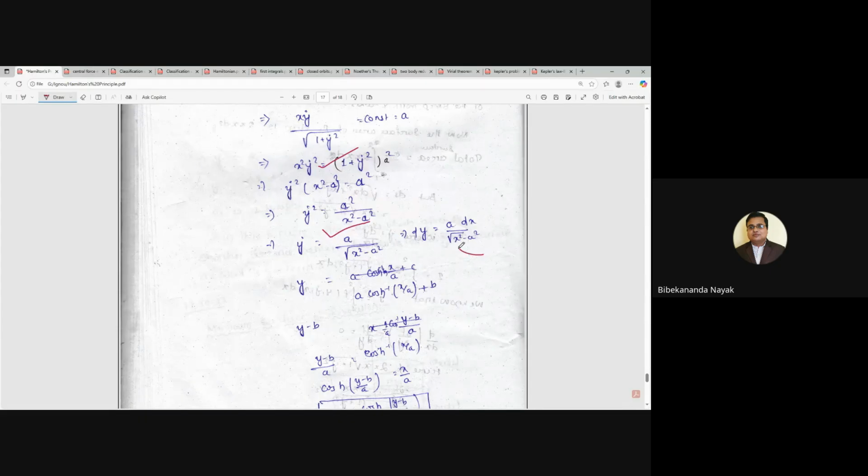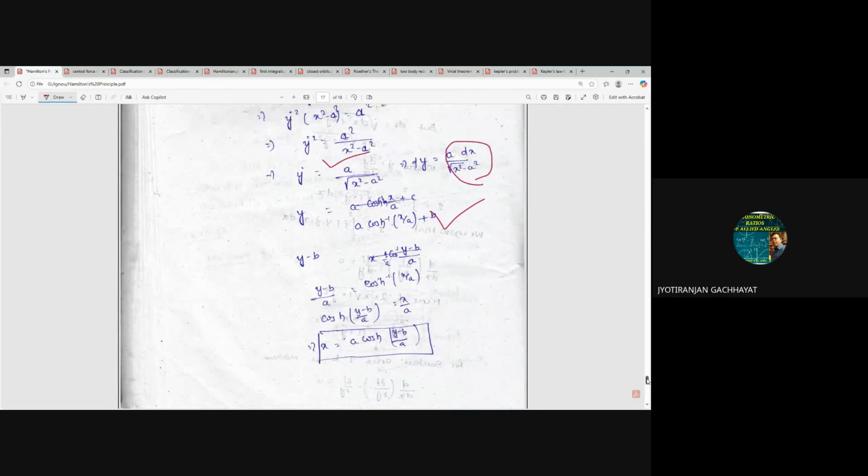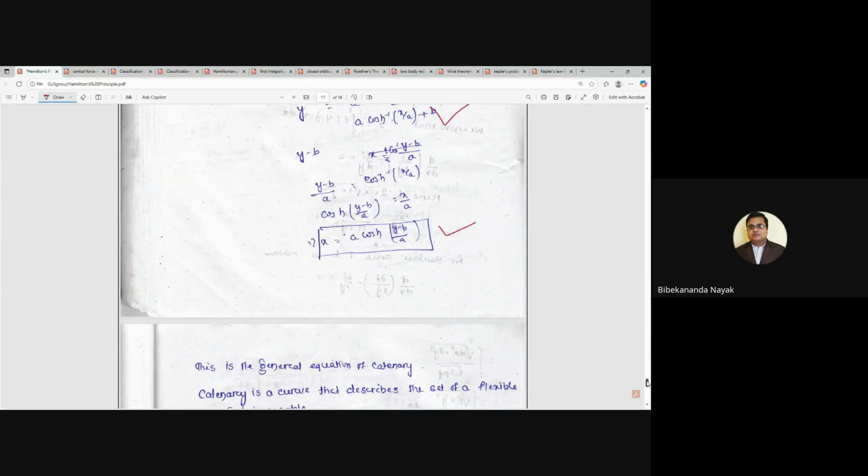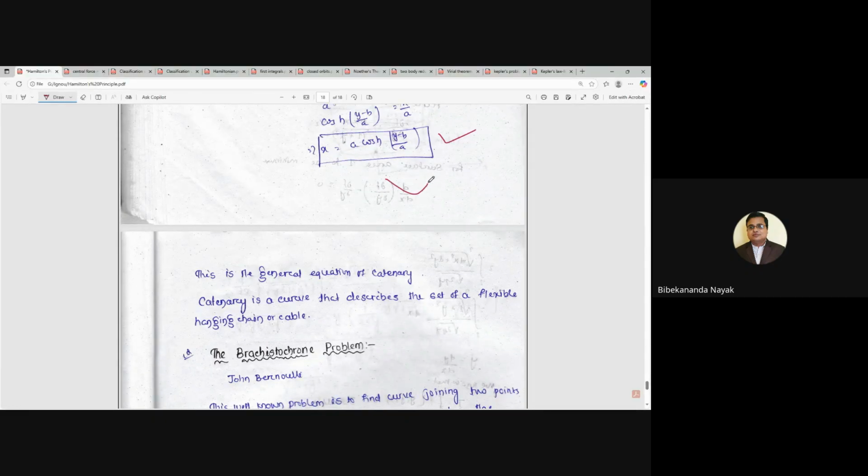If you integrate this term, it is actually a cosh inverse of x by a. So we found x by a is equal to cosh of (y minus b) by a. It actually represents a catenary. Catenary means a hanging chain. If you are in front of a railway station, there are some chains hanging like this. They are not symmetric, and they look like this. Generally they are found in front of railway stations, particularly. Those are called catenary. The shape actually looks like that catenary.